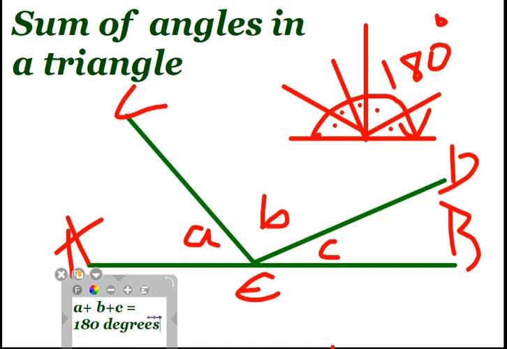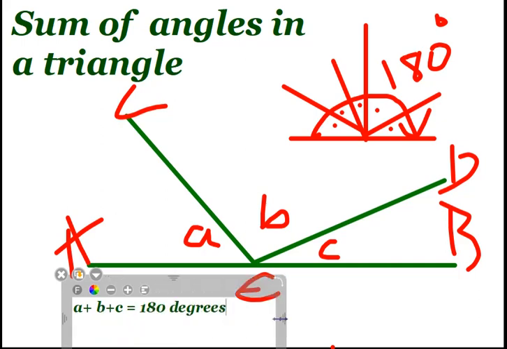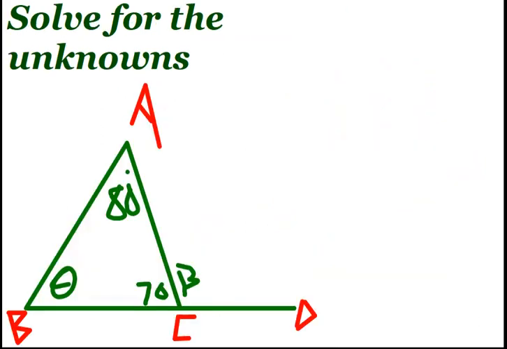Now let's look at some examples that are going to help us understand these concepts better and for practice. So the first question we have is solve for the unknowns, and in this case our unknowns are theta and beta. So if we were to write down the answers, we do the following.